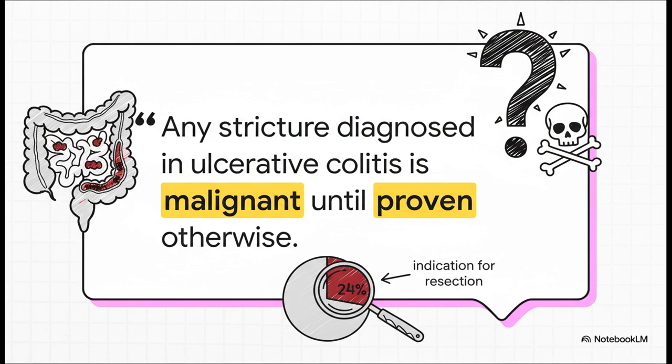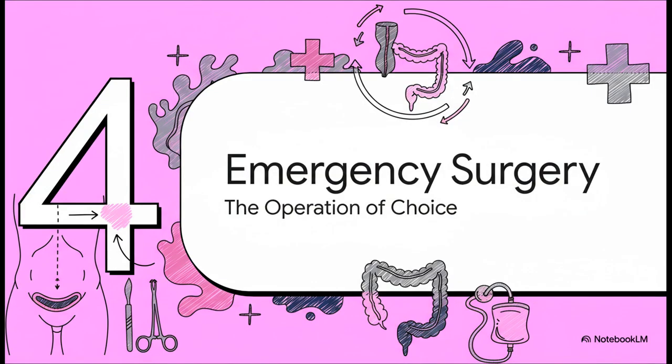This leads to a fundamental rule in our field. Any stricture you find in a patient with ulcerative colitis is considered malignant until you prove it's not. The data actually suggests there's about a 24% risk of an underlying cancer, which makes it a very strong reason to operate. Very good.